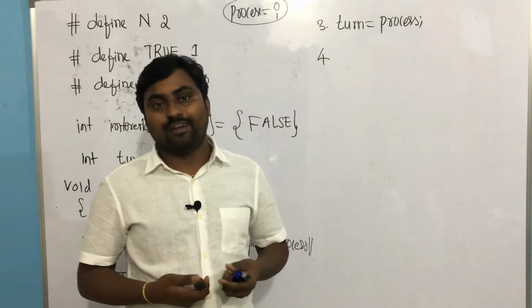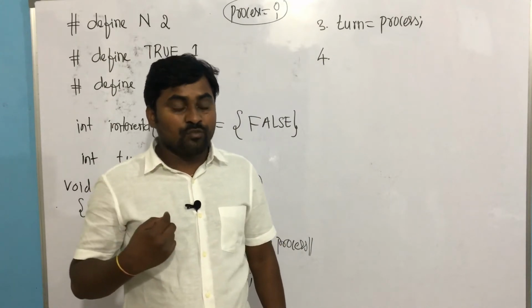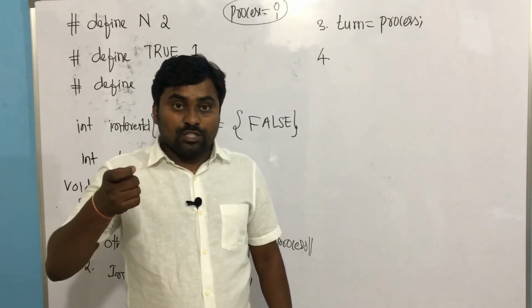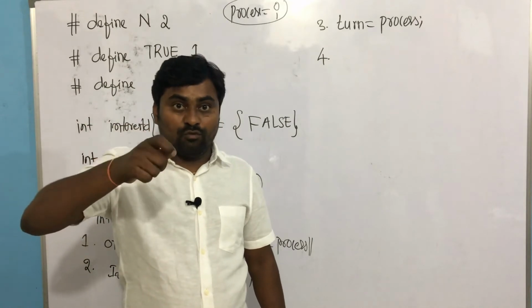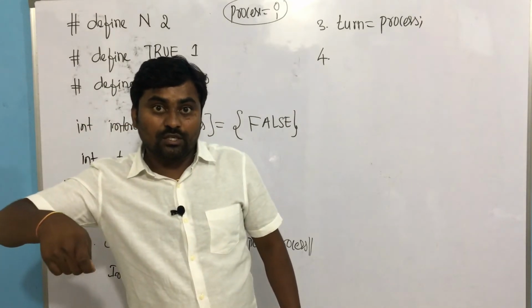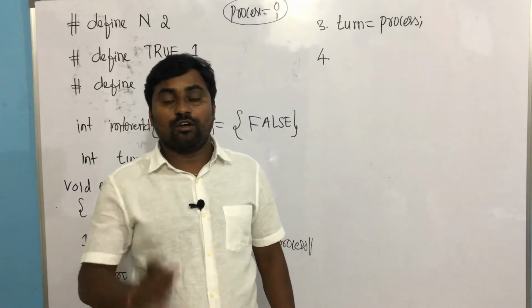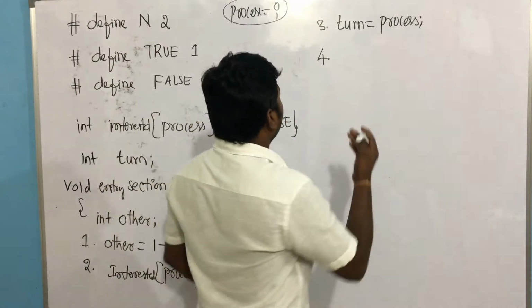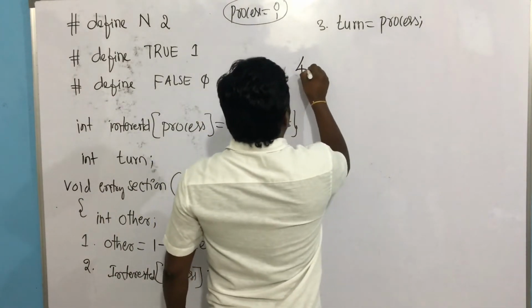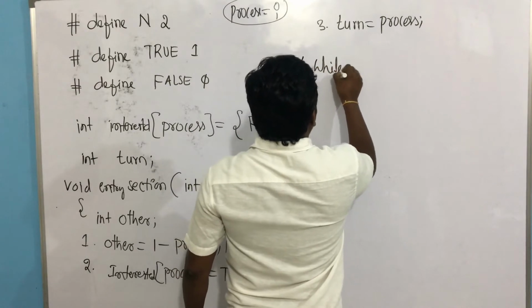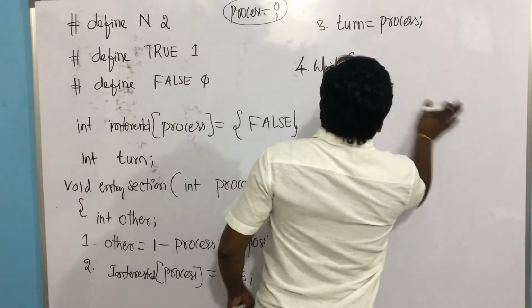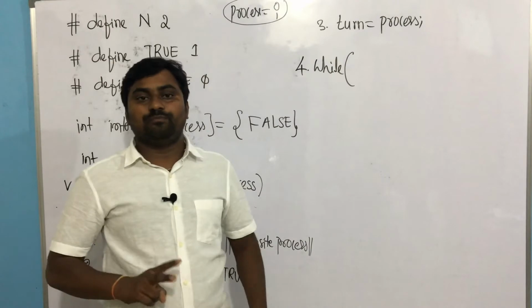For which I need to check the condition. So you see, there are two things, and the process which updates the turn value first is allowed to use the critical section. The other process has to wait, correct or not? I should write the waiting condition. So what is the waiting condition here? Fourth step. This is very important. Look at this. There are two things you have to understand.